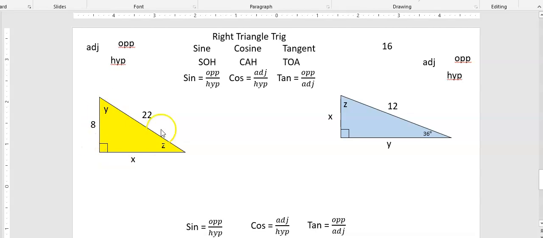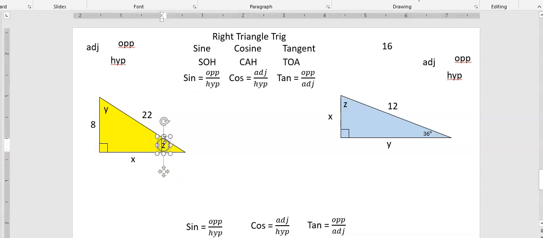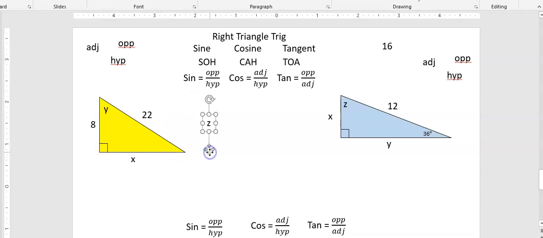When you are looking at what you're missing in a triangle, you should label the sides that you need. Sometimes I've got two missing angles, and I'm only going to focus on one at a time. So let me just take the Z off. Ignore it for a minute. You can cover it up or just tell yourself, I'm going to ignore this other angle.